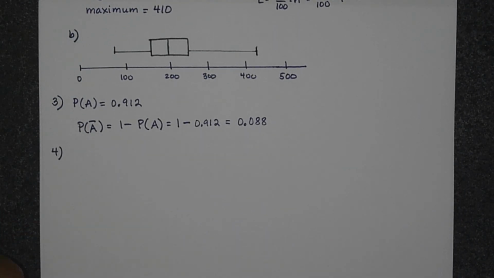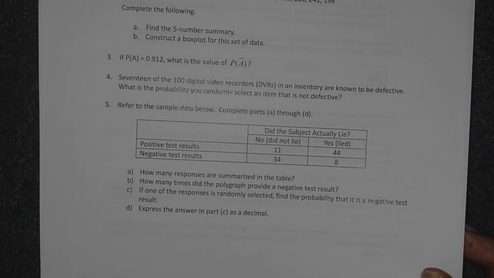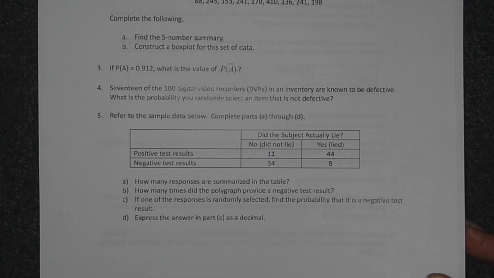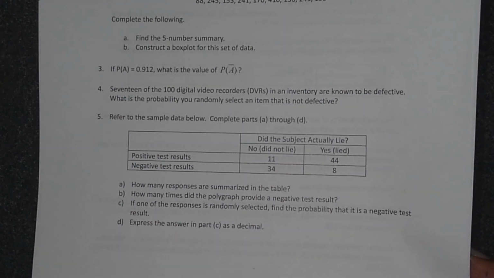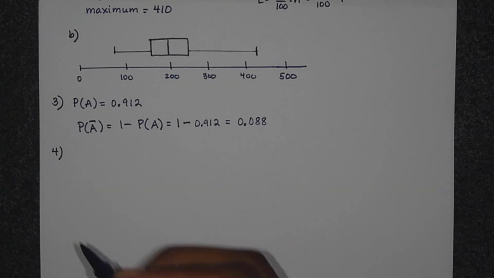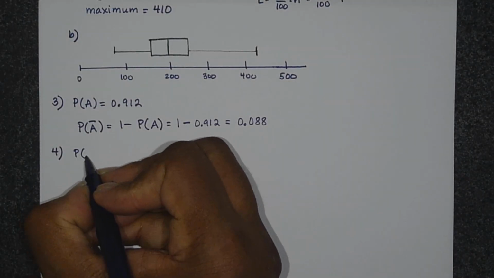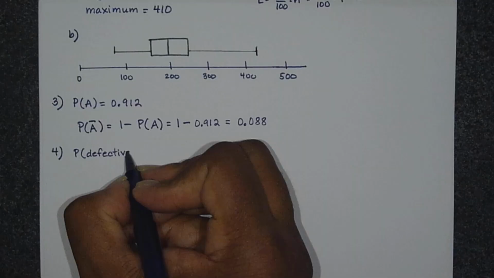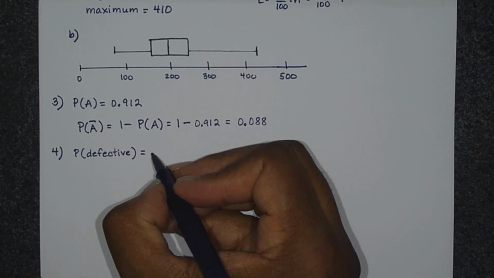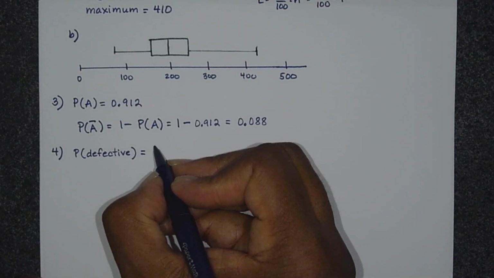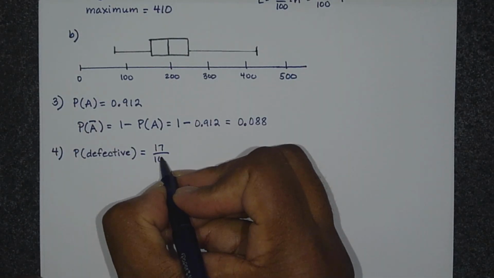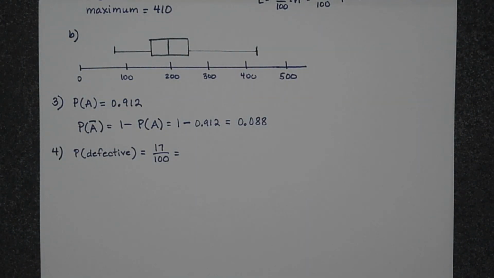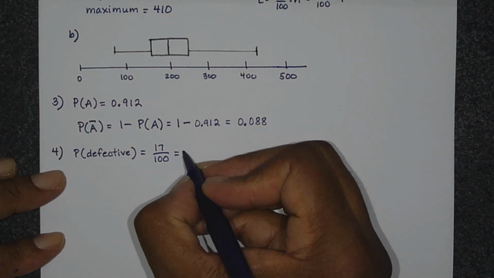17 of the 100 digital video recorders in an inventory are known to be defective. What is the probability you randomly select an item that is not defective? Well, we know that 17 are known to be defective, so the probability of selecting a defective item will be 17 out of 100. And what's 17 over 100 as a decimal? 0.17.